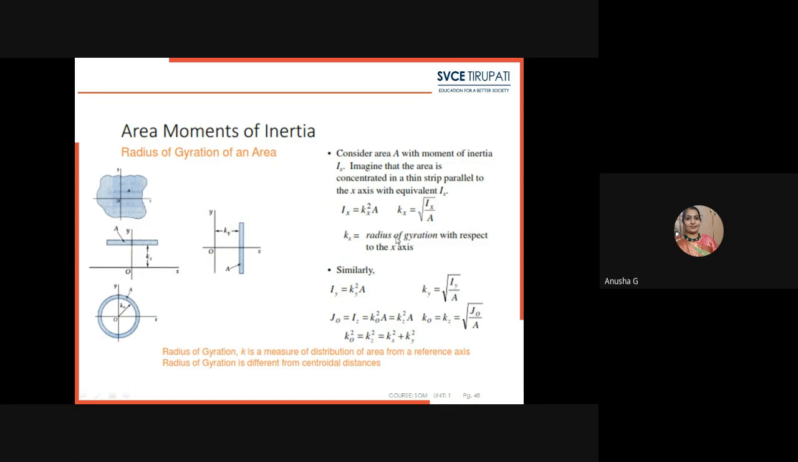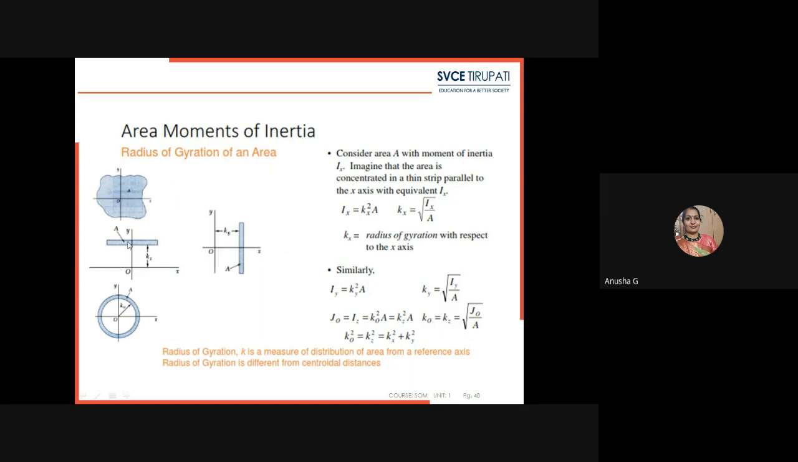Radius of gyration is nothing but the square root of the moment of inertia with respect to the area. Here you can see Ix. Imagine that the area is concentrated in a thin strip parallel to the x-axis. Ix equals kx square A, where kx is the radius of gyration with respect to the x-axis. Here all of you please see the diagram. Here there will be an x-axis. One element we are taking at some distance kx. This will be y, this will be kx and this will be ky. The element area will be A.